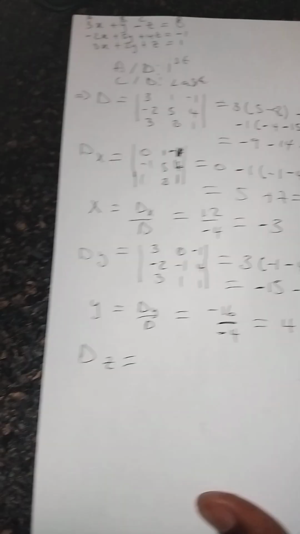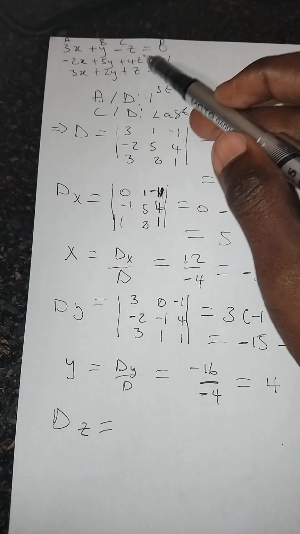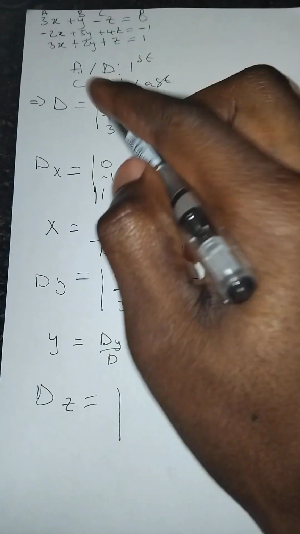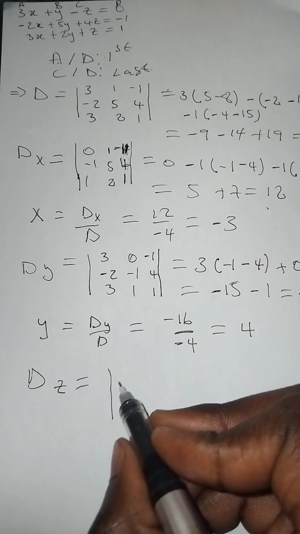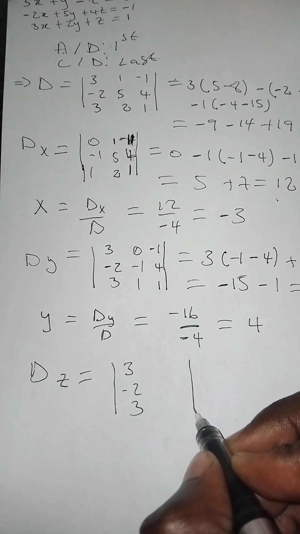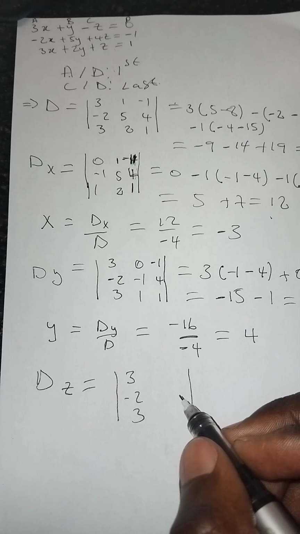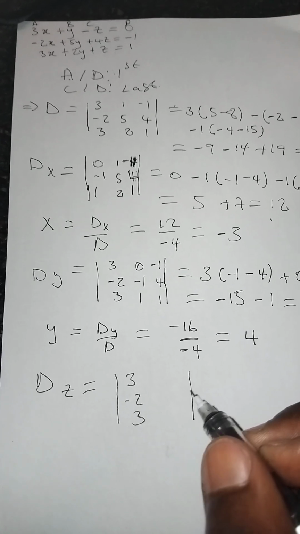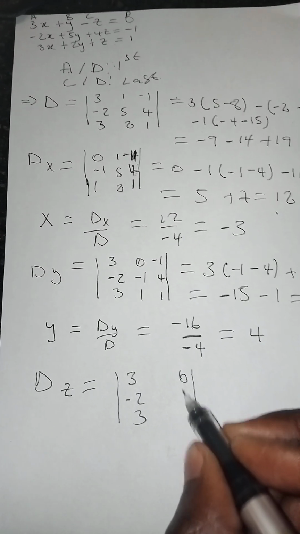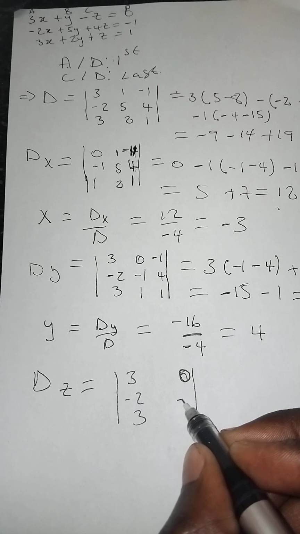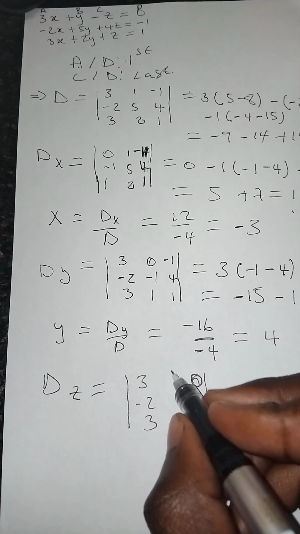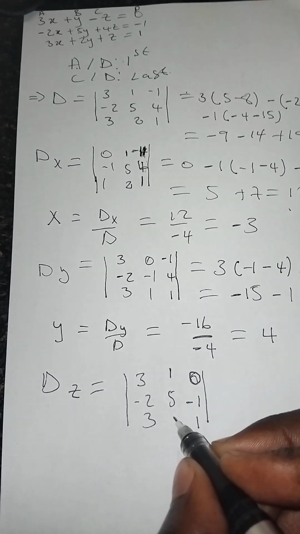Quickly, let's find dz. Dz, we see that we are going to be fighting with c. We don't want that. Okay, so the first one is going to be, according to this, a. So it's 3, minus 2, 3. Then the last one, we are going to find with c, right? So c can be the last one. That means the last one must be d. So that is going to be 0, minus 1, 1. Then the middle one is going to be b, which is 1, 5, 2.